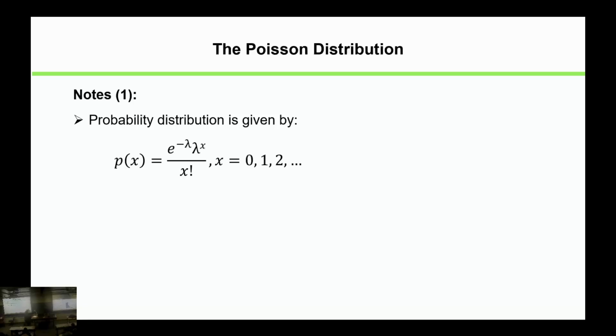And we'll express it this way. It's the probability mass function. This is a probability mass function because the random variable x, which we'll define in a moment, takes on values of 0, 1, 2, and so on. It takes on a countably infinite number of values.